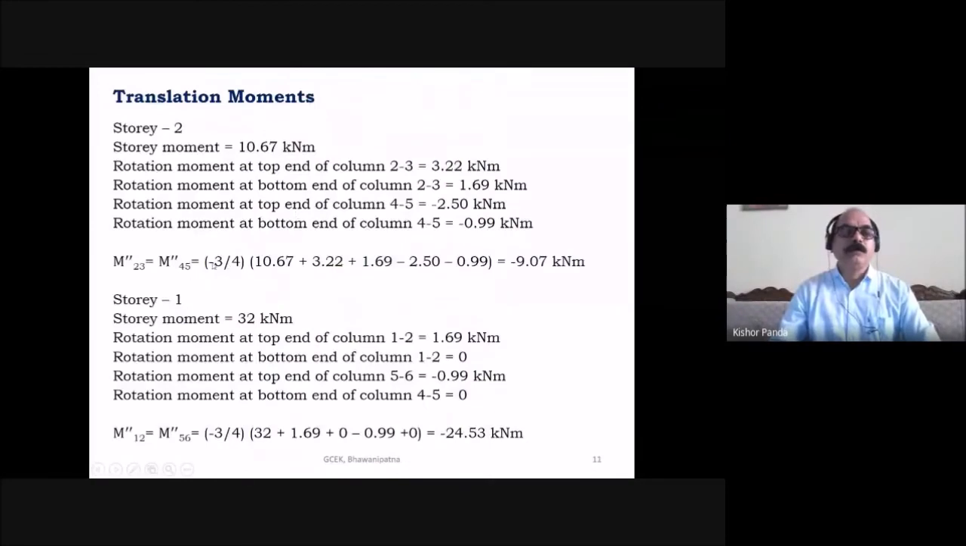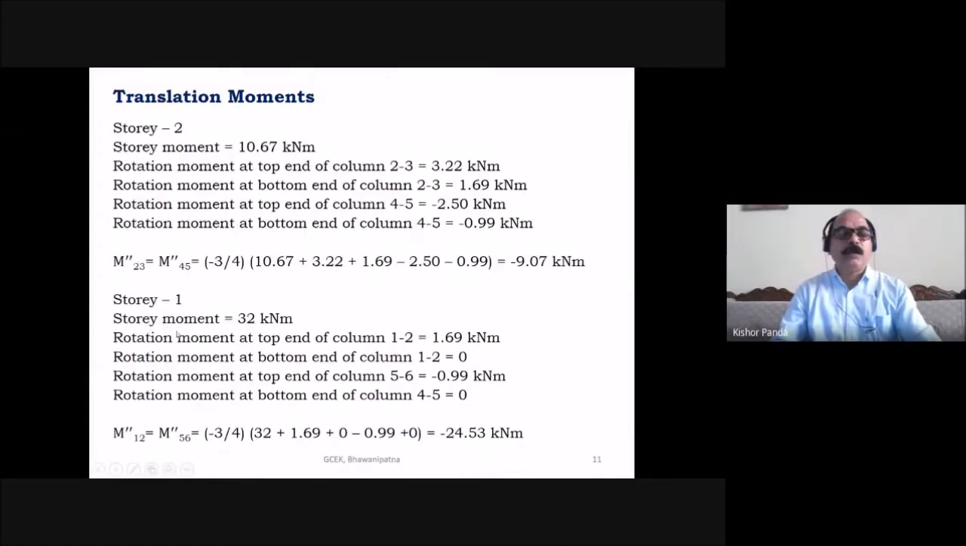So here you see this is the formula. M-23, M-45 is equal to -3/4. This is the 10.67, the story moment, and this is the sum of the top end rotation moment and the sum of the bottom end rotation moment. So this is the formula you have to use. This is the translation moment for story 2. Then in a similar way you will find out the translation moment of story 1.